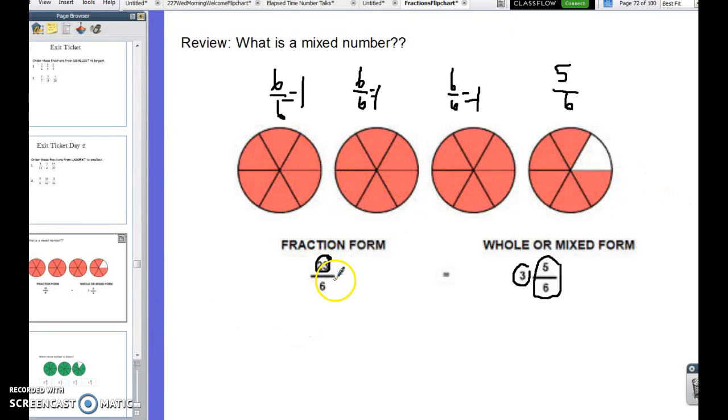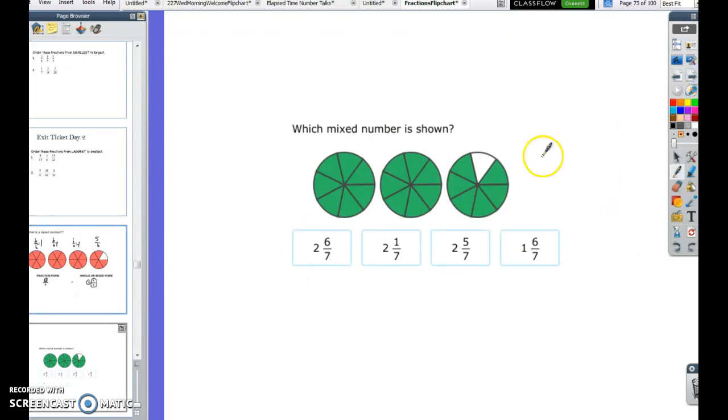So this is an improper fraction. We can change it to a mixed number, and that represents our 1 whole, our 2 wholes, our 3 wholes, and then we had 5/6 left over. So basically a mixed number is a fraction and a whole number. Let's go ahead and take a look at our next one.